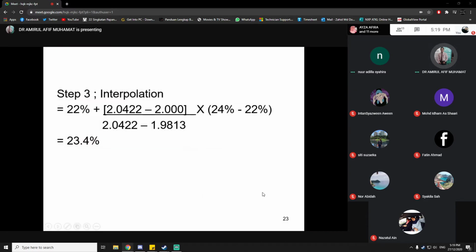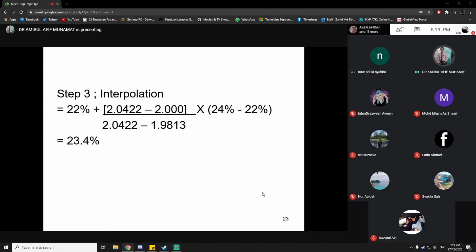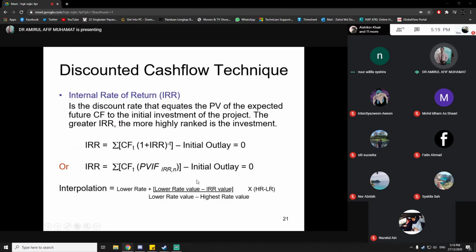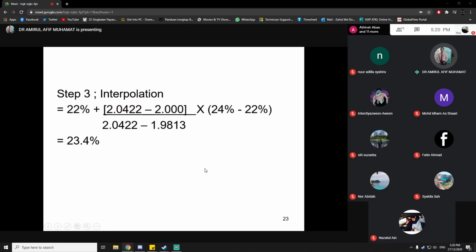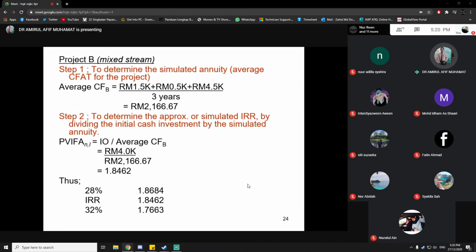Okay, so I proceed. Okay, we are still in the IRR. Bila you nampak IRR ni means that you need to do interpolation. Interpolation tu mana? This one is interpolation. Yang tadi kita discuss yang 16%, 17%. Okay, this is for annuity project. Annuity project dia simple. Bukanlah simple, it's straightforward. Yes. Okay, another one is you need to find IRR for mix.